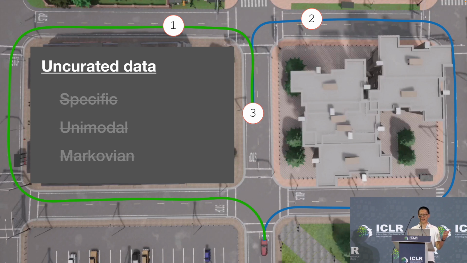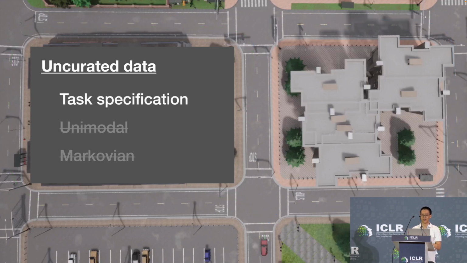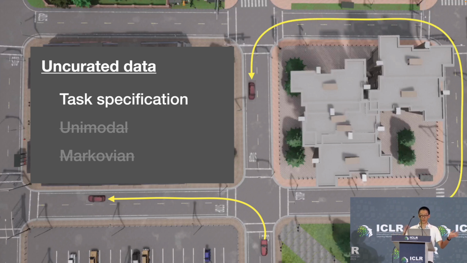So to specify tasks on this uncurated demonstration, we condition with future observations. The key idea is that every future observation in the trajectory can be seen as a goal state. So suppose the car is now at the bottom here again. Given the current observation, we can sample some future observation along the demonstration trajectory, assume that following the demonstrated sequence of actions takes us from the current to the future, which is a pretty mild assumption. During training, we would randomly sample current and future observations along the demonstrated trajectories.